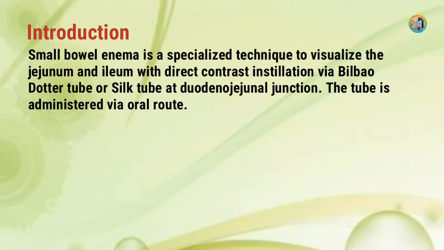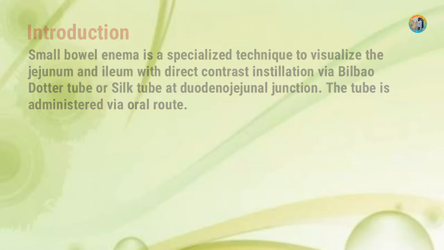Small bowel enema is a specialized technique to visualize the jejunum and ileum with direct contrast instillation via Bilbao-Dortch tube or silk tube at the duodenojejunal junction. This tube is administered via the oral route.